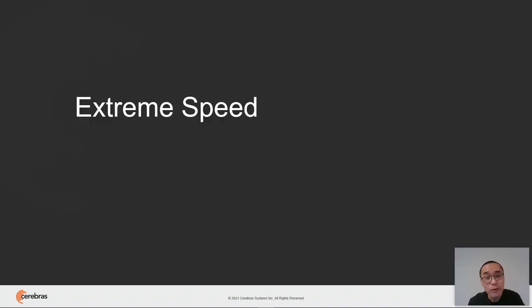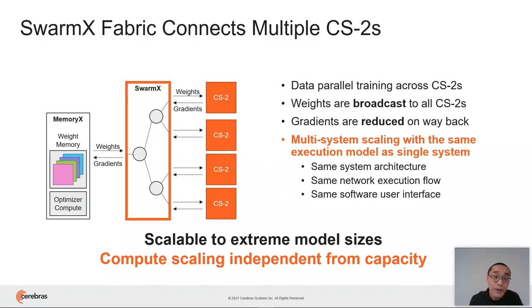The second key enabler to running extreme scale models is scaling performance. And we do that by clustering multiple CS2 systems through the SwarmX interconnect architecture. This interconnect is specially designed to enable efficient data parallel training across multiple CS2 systems. It sits between the MemoryX units and the CS2 systems, but it's independent from both. SwarmX broadcasts weights to all CS2s, and it reduces gradients from all CS2s. So it's more than just an interconnect, it's an active component in the whole training process that's purpose-built for the weight streaming execution model.